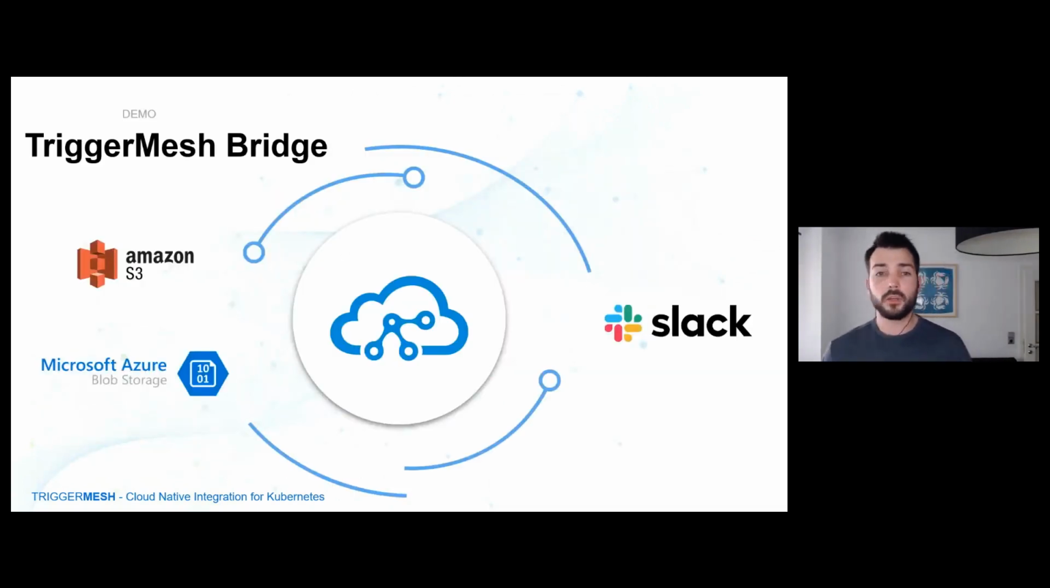All right. So I promised you some demos. Here's the first demo of this presentation. It will be, I would say, a very simple integration between cloud storage solutions, Amazon S3 for AWS and Azure Blob Storage inside Microsoft Azure, and Slack on the other side. I really like this demo because it is visual and the outcomes are simple to understand, and yet it involves several of the constructs which, in my opinion, make Knative and the TriggerMesh platform very powerful. So let me switch my screens now.